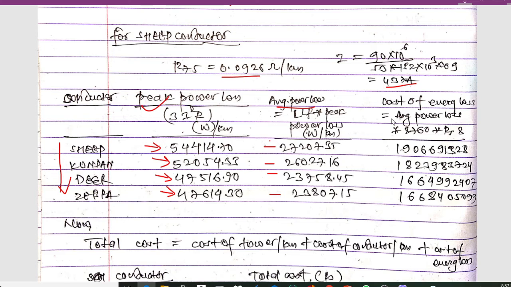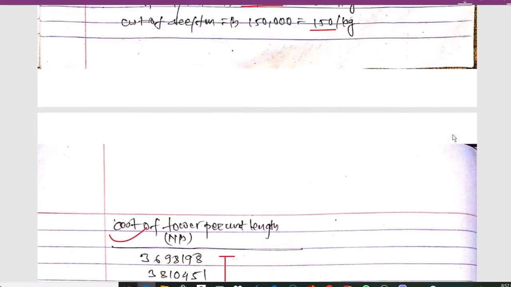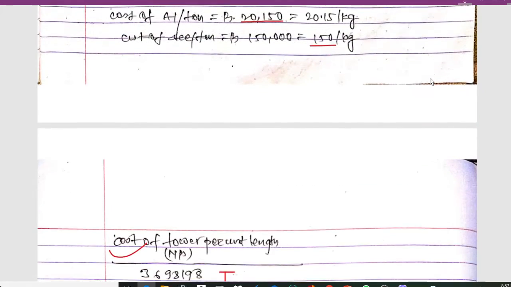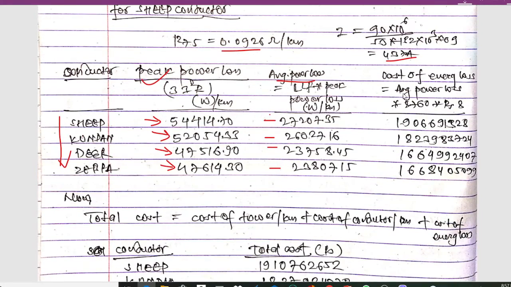And the cost of energy loss equals average power loss into 8760 into NRS 8, meaning here in the question we have given per unit energy cost is NRS 8. So the cost of energy loss equals average power loss, which we just calculated, into 8760 into RS 8. If you calculate individually, we will get all the values here for sheep, kunda, deer and zebra conductors.